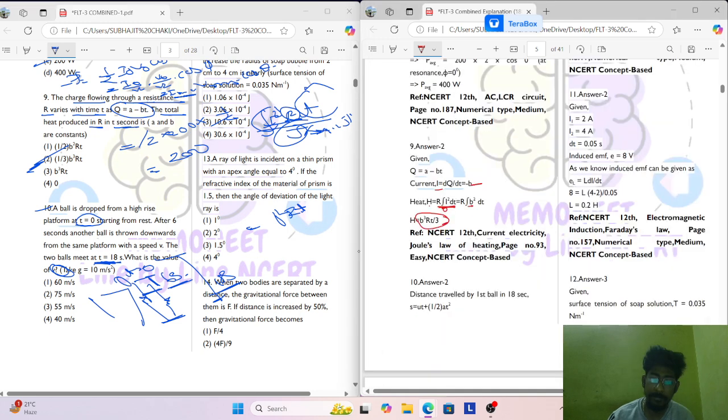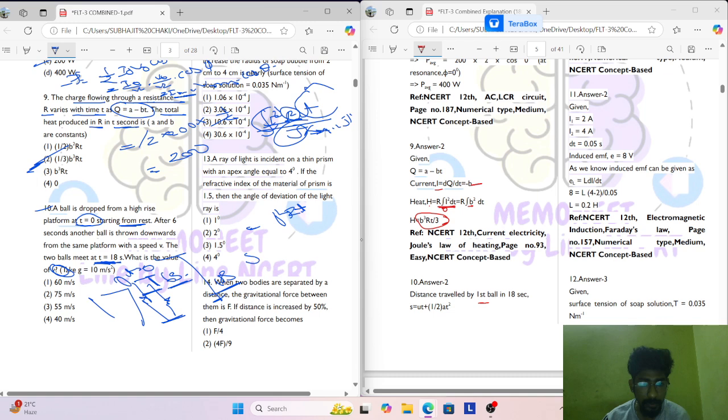The distance traveled by the first ball in 18 seconds, you calculate by S equals ut plus half at square. For the first ball, u is 0 because it starts from rest. So the formula becomes S equals half gt square, as they are traveling in vertical motion, where a becomes g. For 18 seconds, half into 18 square, which is 324, into g, 10. You will get 162g, or 1620.